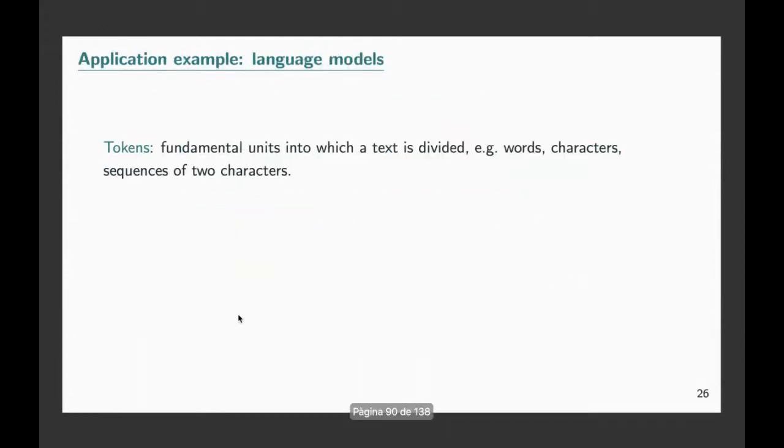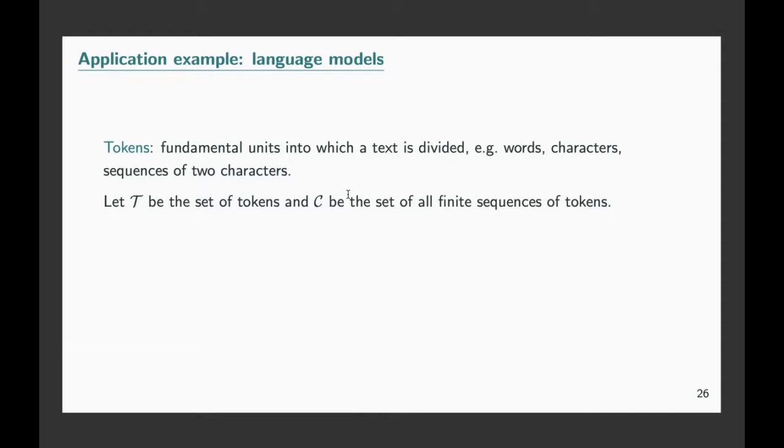Okay, so now an example of recurrent neural networks: language models. So I'm going to explain, first, what a language model is, and then I will discuss how you could obtain one using a recurrent neural network. When you work with language, you need to choose your tokens. The tokens are units into which you divide the text. For example, words, characters, sequences of 2 characters. Let's think that tokens are words for simplicity.